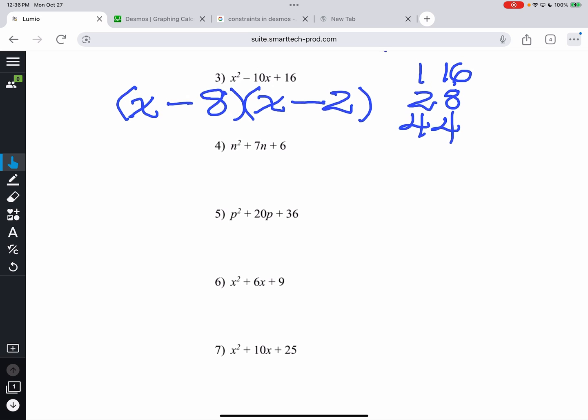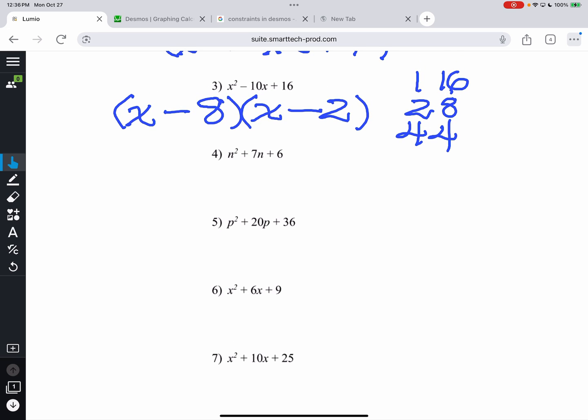All right, you finish the page, the front, 4, 5, 6, 7.